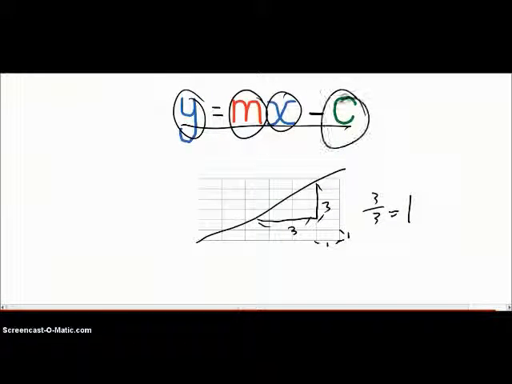And c here is the y-intercept. The y-intercept is the point where the line crosses the y-axis. Now, we're basically done here. Now let's go do some questions.